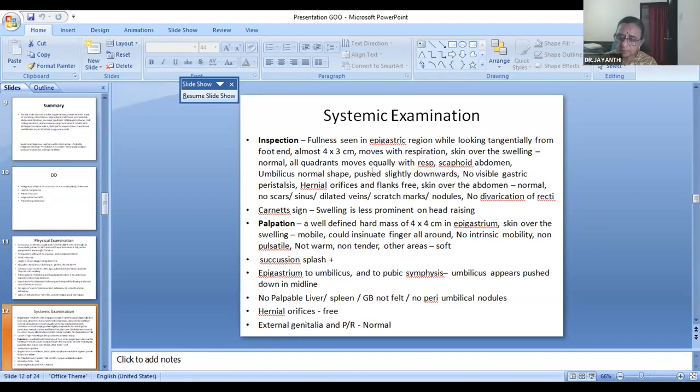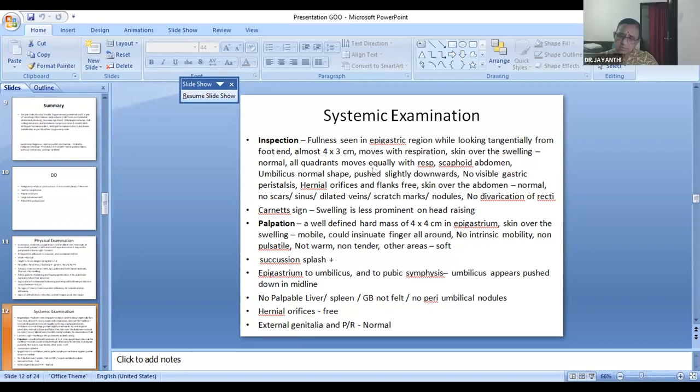Now, what is your DD for this mass? Just tell us. You had 6 DDs there. Now shortlist your DDs. First will be a CA stomach. Doctor, you cannot say CA stomach with a 1 year history of vomiting and this patient with a succussion splash. How do you say it is a CA stomach? When else can you get this firm hard mass? Can it be just a GIST tumor? GIST can present for a longer period of time, no?